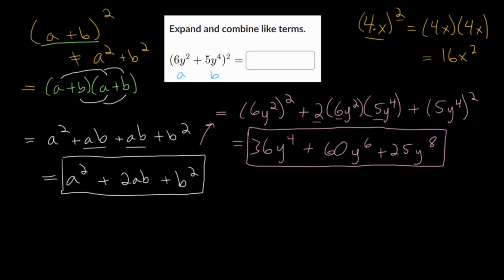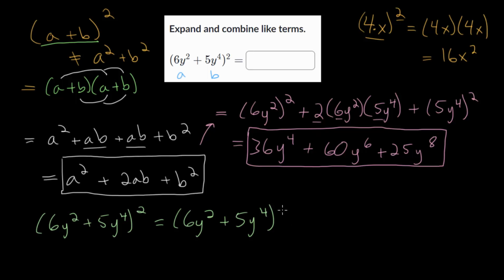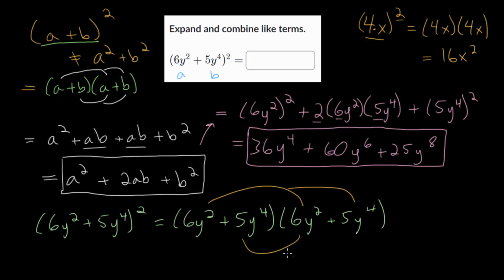So let's first start by rewriting it. We have the 6y squared plus 5y to the fourth, and we're squaring that. So when we're squaring a binomial, remember we just need to rewrite it twice. So 6y squared plus 5y to the fourth multiplied by itself, 6y squared plus 5y to the fourth, and now we will use distribution. 6y squared goes to both, the 5y to the fourth goes to both. And 6y squared times 6y squared we know is 36y to the fourth. And we get 6y squared times 5y to the fourth, so that's going to be 30y to the sixth.